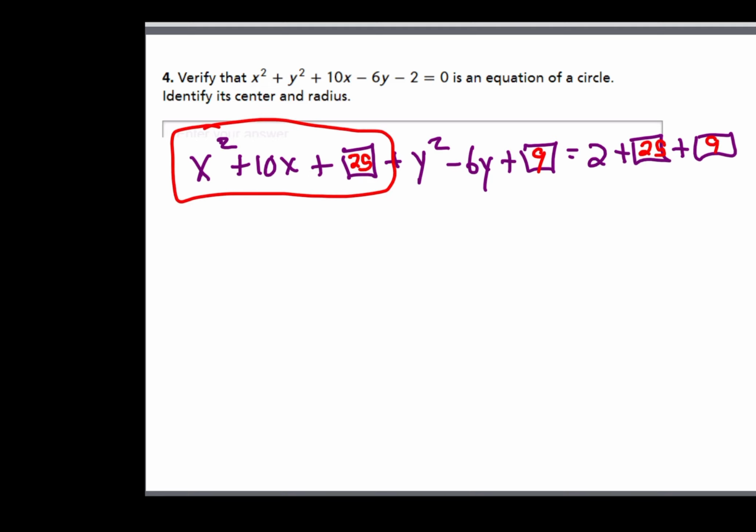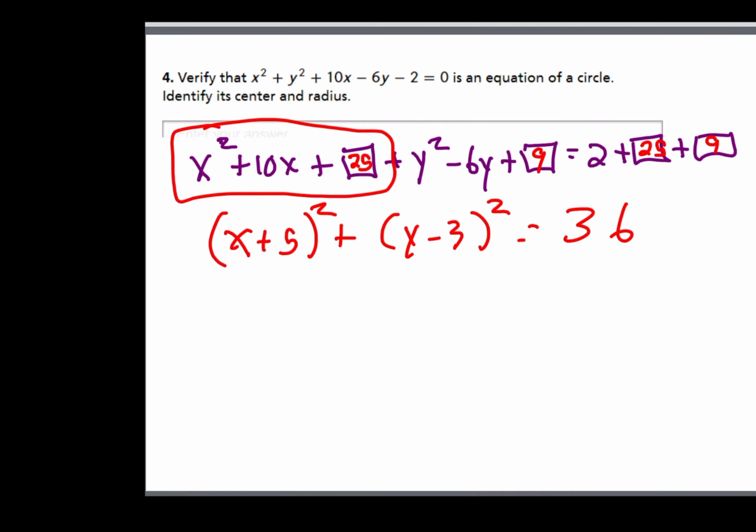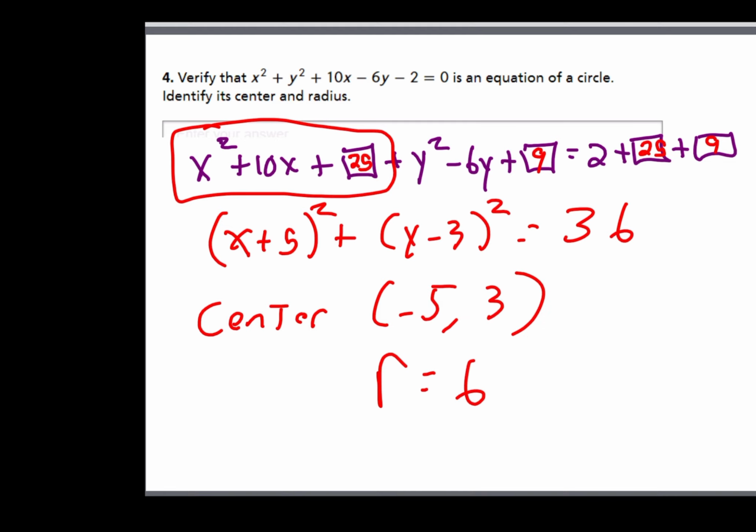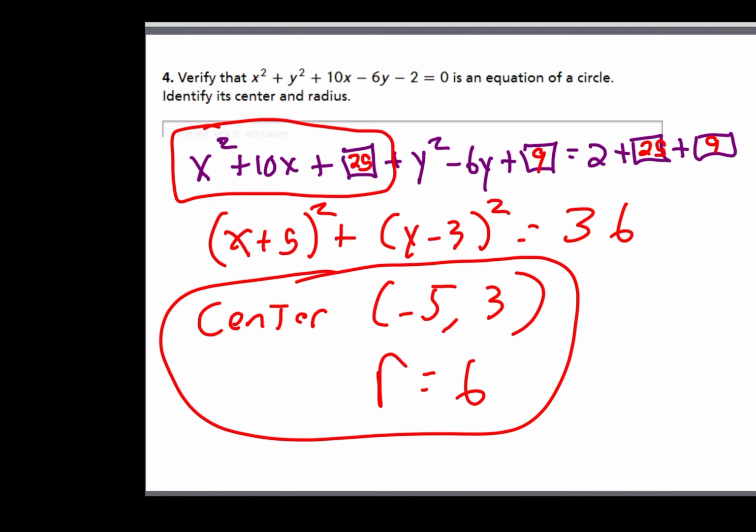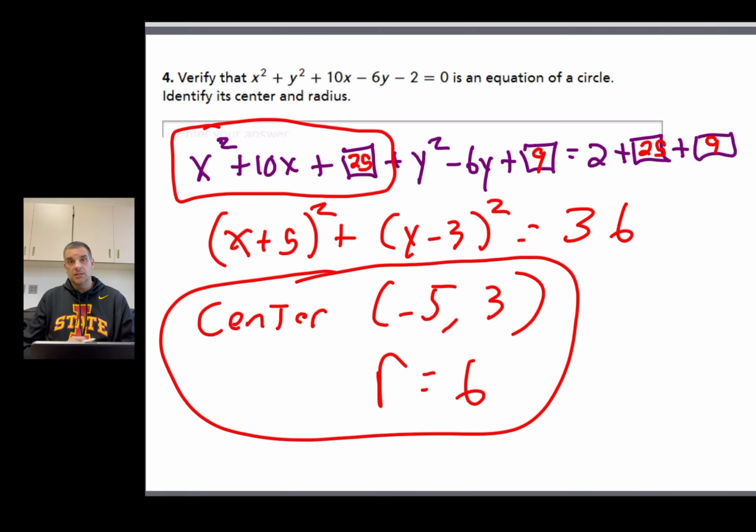Factor the x's. That's x plus 5 squared plus y minus 3 squared equals 36. Another nice number. So our center is at negative 5, 3. Radius is 6, square root of 36. Okay, a little bit easier.